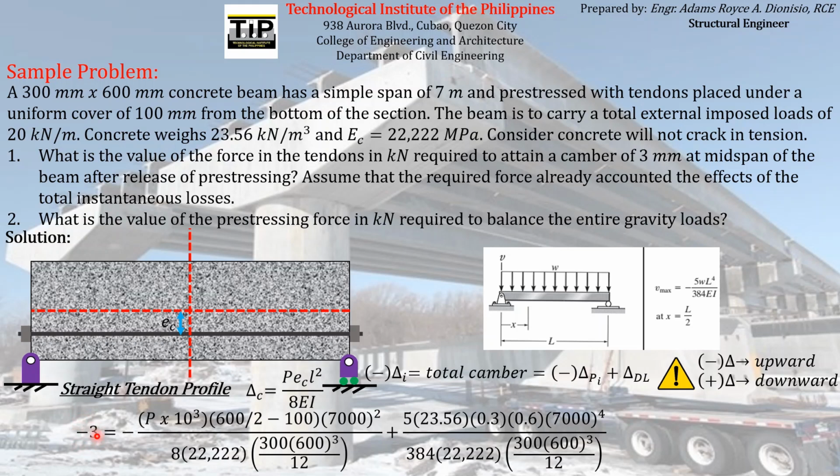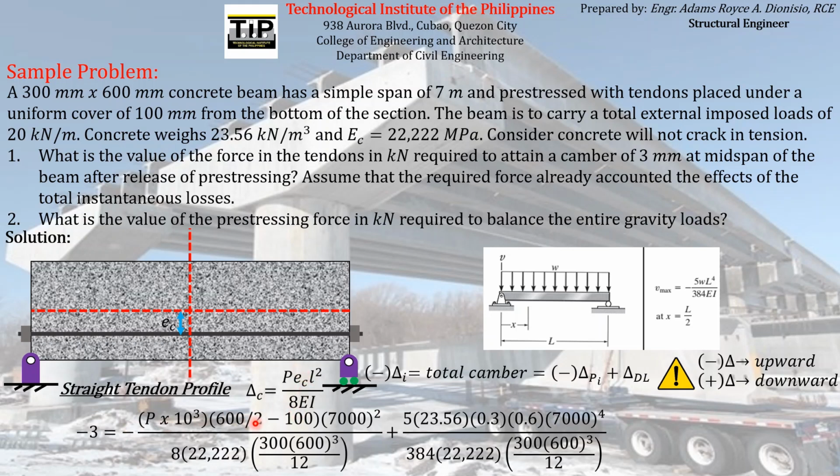Again, the only unknown in this equation is P, because that is what the first question asks. What must be the magnitude of P so that if we add the deflection due to the prestressing force alone and the deflection due to the self-weight, the total deflection will be equal to -3, which is an upward deflection?